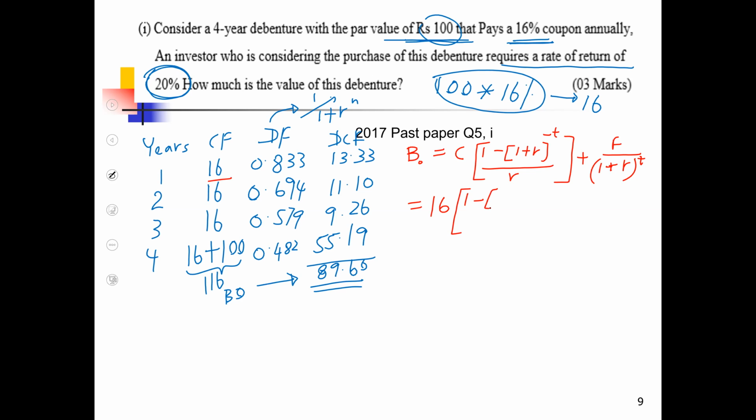1 minus (1 plus R), where R refers to the cost of debt capital or required rate of return. It's about 20%, so 0.2, minus maturity period, oh my god, maturity period is 4 years, divided by 0.2, that means 20% cost of capital or required rate of return, plus here face value has been given as 100 divided by 1 plus 0.2 to the power 4 years.